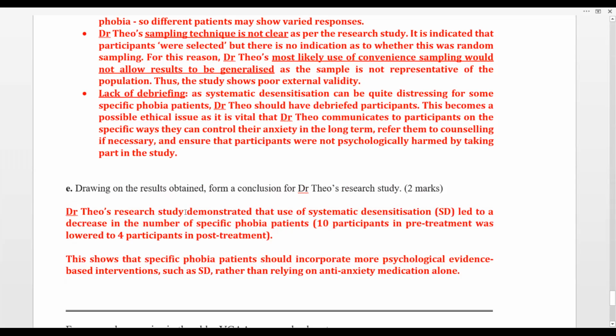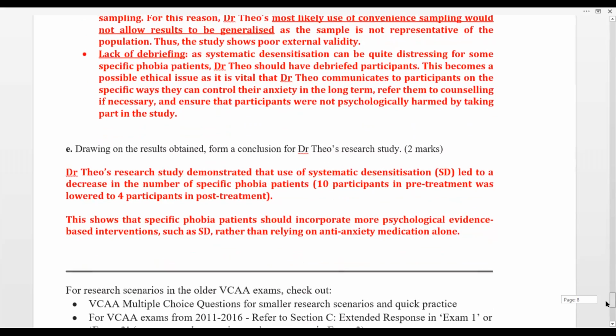So I've just written, Dr. Theo's research study demonstrated that the use of systematic desensitization led to a decrease in the number of specific phobia patients. So again, we're talking about the direction of effect here, that the number of patients is decreasing. So 10 participants in the pre-treatment was lowered to 4 participants in post-treatment. So what does this show us? This shows us that specific phobia patients should incorporate more psychological evidence-based interventions, such as systematic desensitization, rather than relying on biological treatments like anti-anxiety medication by itself or alone. Okay, so that's basically how the conclusion would work for this kind of scenario.